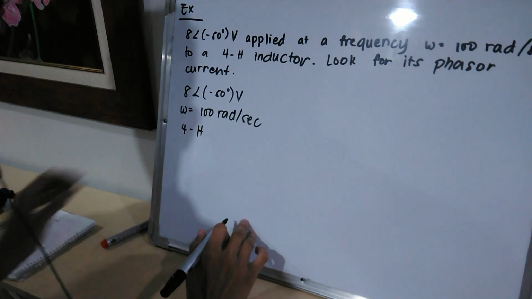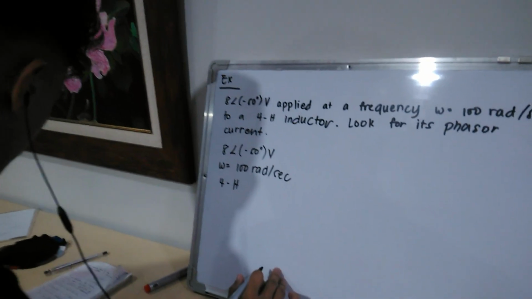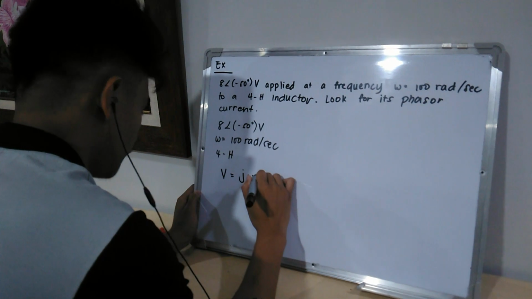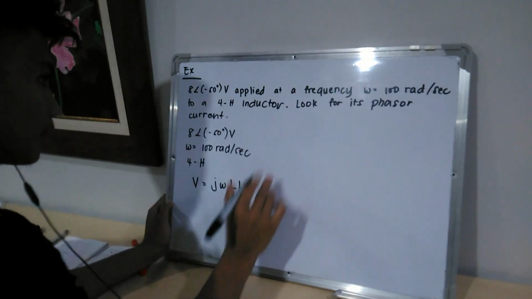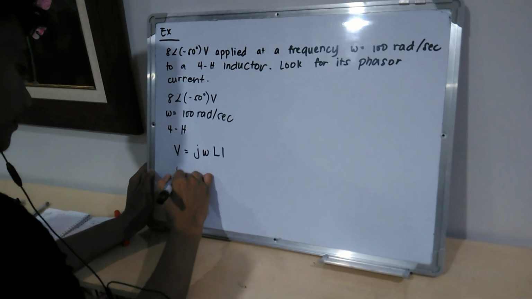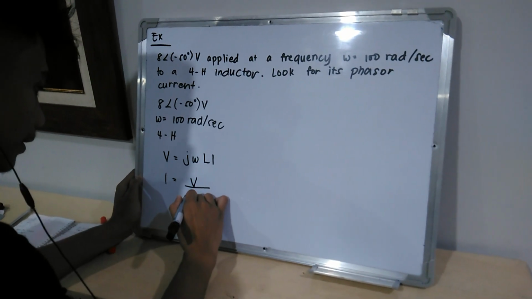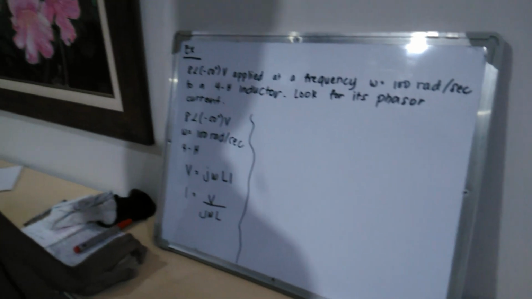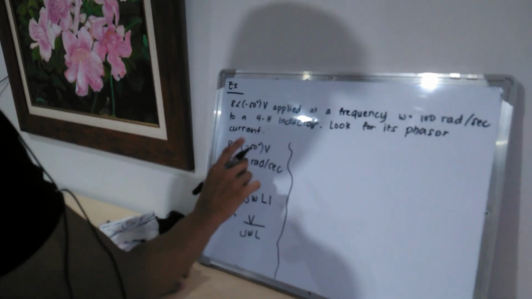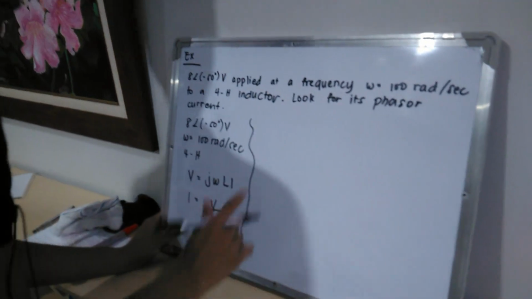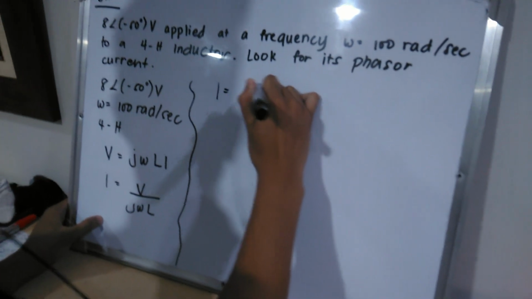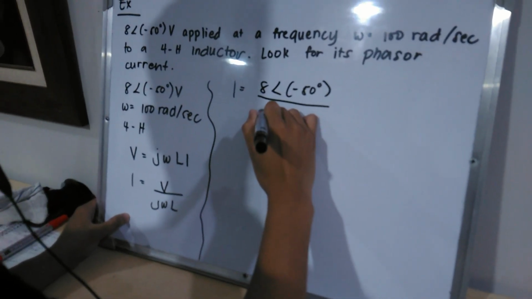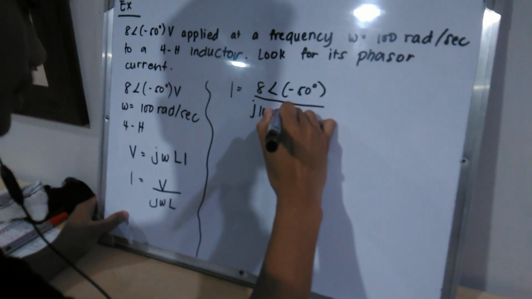Now we have the formula V = jωL I. We're looking for its current, so we have I = V over jωL. Now let's substitute the given into this equation. We have I = 8∠-50° over j times 100 times 4.